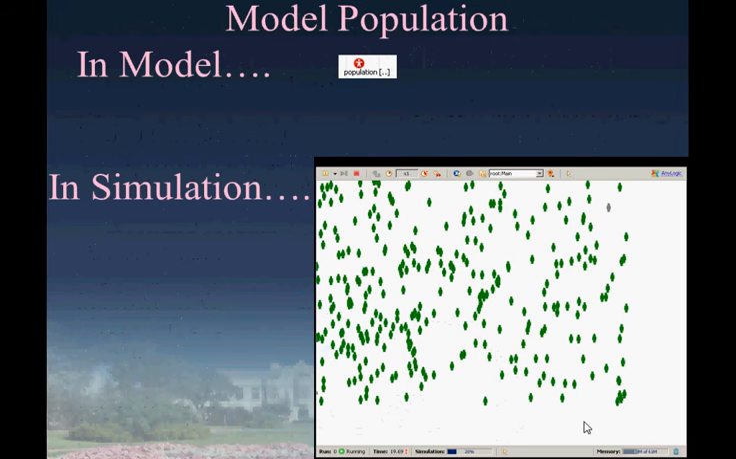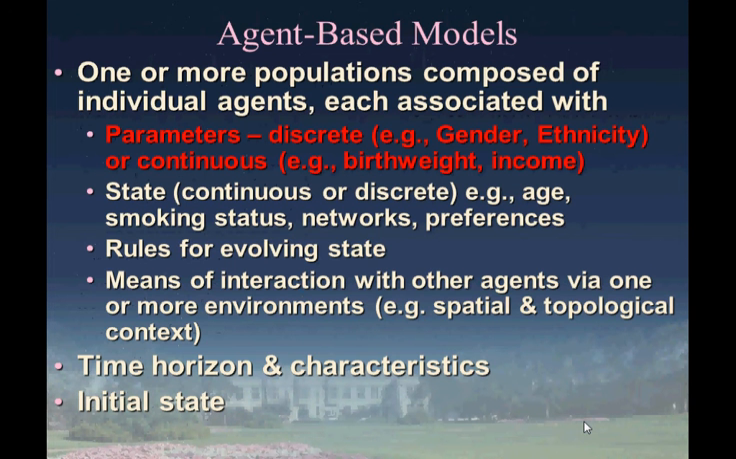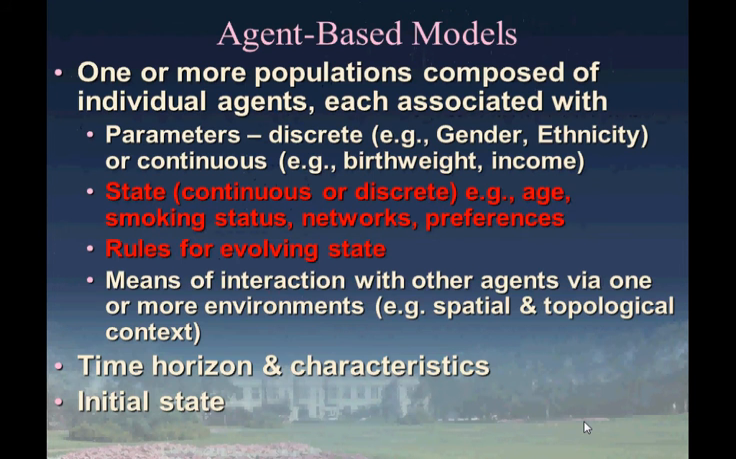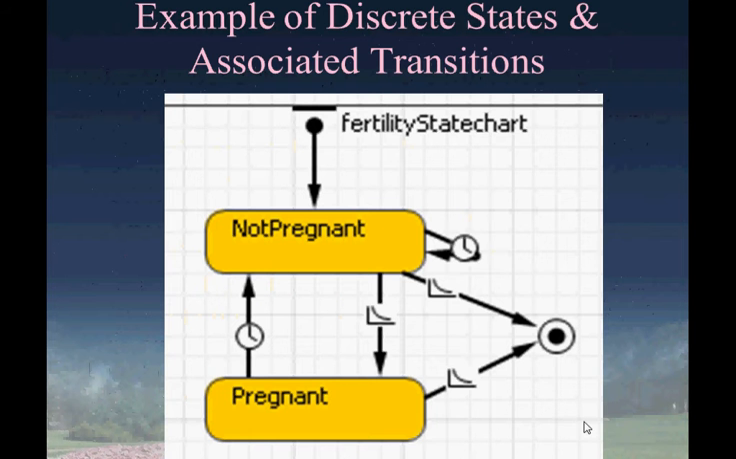So in a model, we're going to have a population, and we'll be putting it there. Probably won't build one up from scratch today, but we'll see this in a model. And then in a simulation, that population turns into many particular people, many particular agents. And each of these agents has some parameters. So they might have an ethnicity, a sex, and an income for each of these people in the population. And each of those people has some state. So, for example, that state might be illustrated with a state chart here.